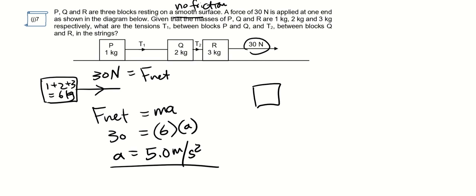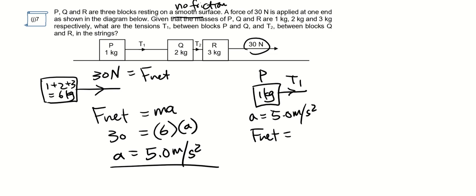After we have combined them, we have to split them up. So for P, it is now 1 kg, right? And it is only pulled by a force called T1. Now we know the acceleration of P, which is 5 meter per second square. Whenever there's an acceleration, there's going to be a F net. In this case, for P, the mass is 1 kg, the acceleration is 5, so F net will be 5 Newton. That means T1 is equal to 5 Newton.